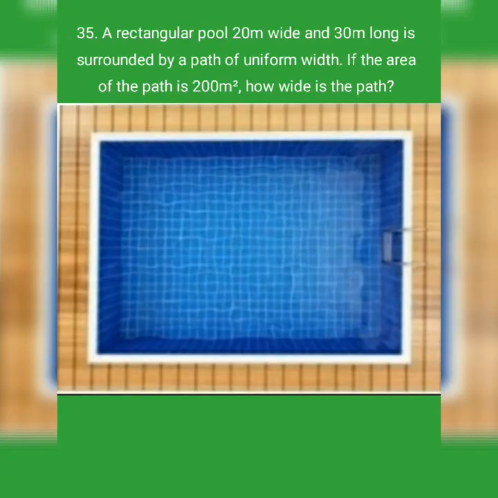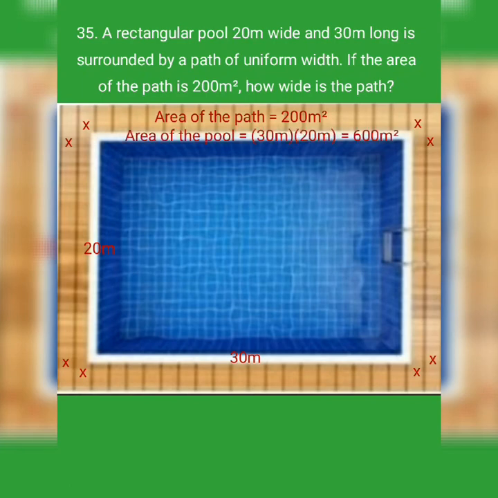A rectangular pool 20 meters wide and 30 meters long is surrounded by a path of uniform width. If the area of the path is 200 square meters, how wide is the path? Since the pool is 30 meters by 20 meters, its area is equal to 600 square meters.